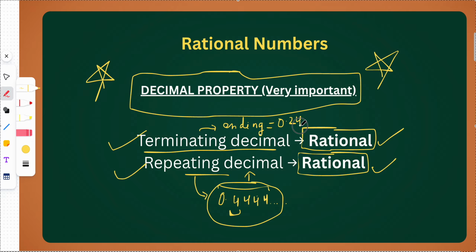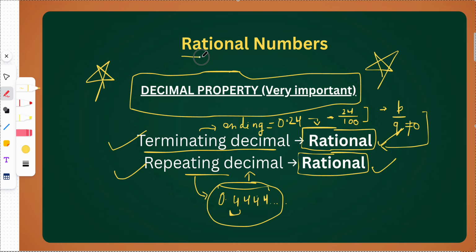As it has an end after 4, there is no further decimal value, therefore we can say that 0.24 is a rational number, as 0.24 can be expressed as 24 divided by 100, and 24 divided by 100 is a p by q format number, and 100 is never equal to 0, as it is satisfying all the conditions of a rational number. Therefore we can say that terminating decimals are also rational numbers.